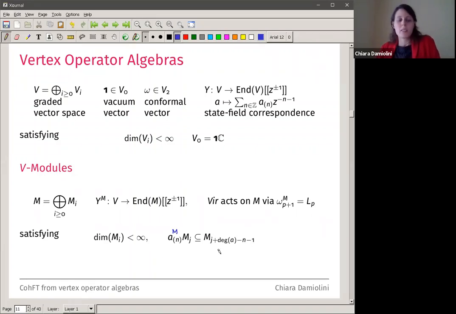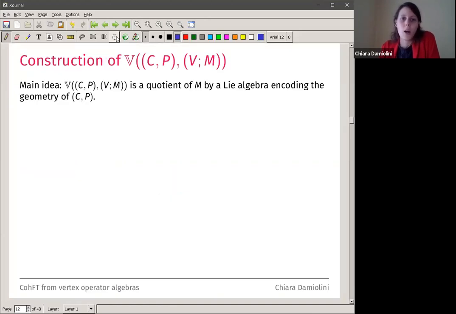But I will not have the time, and I think it would be maybe too complicated for me to write down some example, and there would be a lot of time spent there. So what I want to instead say is briefly construct the spaces of these coinvariants. This would be a similar idea to that of the coinvariants that I described at the beginning. So I would like to construct them as being a quotient of the modules by a certain Lie algebra, which encodes the geometry of the curve and the point that I fix.